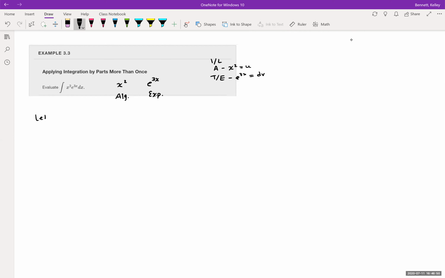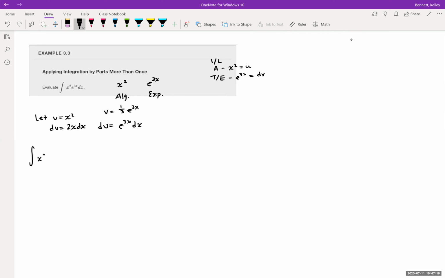So I'm going to let u equal x squared, so that du equals 2x dx. Then I'm going to let dv equal e to the 3x dx, so that v equals 1/3 e to the 3x. And then I'm just going to go about integration by parts using my formula.